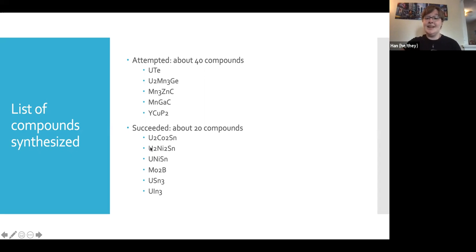And then we succeeded in making some interesting phases of uranium compounds with nickel and cobalt, and then molybdenum boride, which has some interesting magnetic properties, and then uranium tin 3 and uranium indium 3. We actually made those while trying to look for something else. So you can see sort of that process of science and the happy accidents that occur.